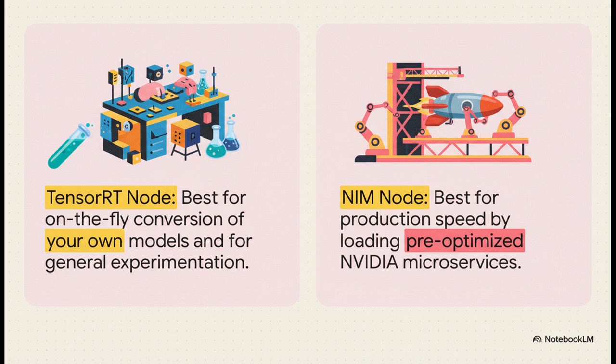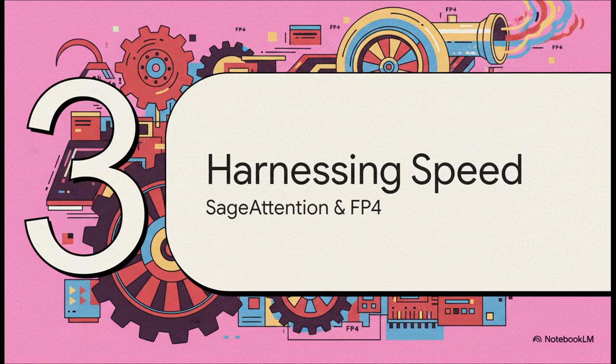The NIM node is amazing. It just pulls down a pre-optimized, pre-packaged microservice directly from Nvidia, giving you maximum performance right out of the box. Okay, now let's take that performance and kick it into an entirely different gear.